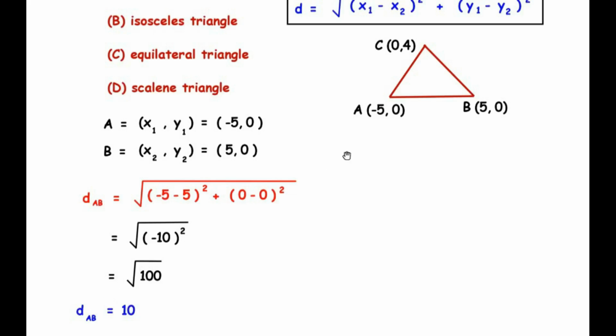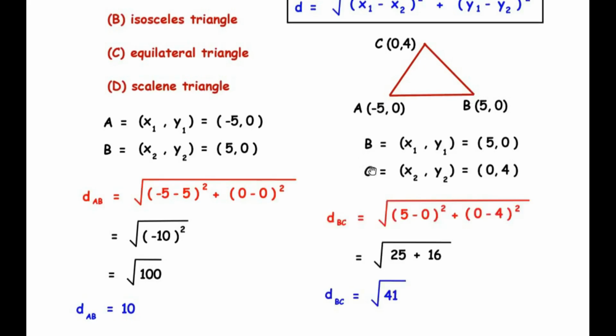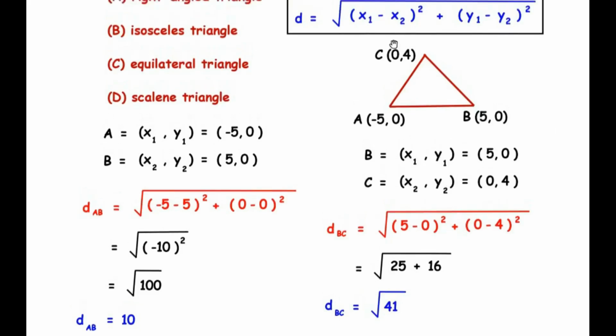Now once we have got the value of the length AB, let us find out the length BC. To find the length of BC, we have taken the coordinates of B as x1, y1 and the coordinates of C as x2, y2. Now plugging in their values in this formula, we get the distance between B and C equal to square root of (5 minus 0) the whole square plus (0 minus 4) the whole square. Simplifying this, we get 5 square giving us 25 plus minus 4 square giving us 16. Now 25 plus 16 is 41. So the distance between B and C has become square root of 41.